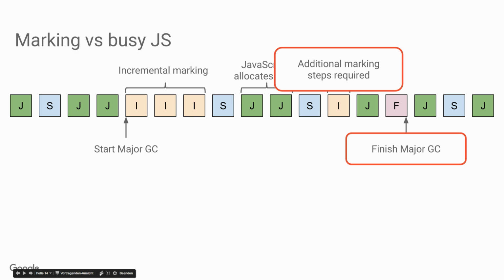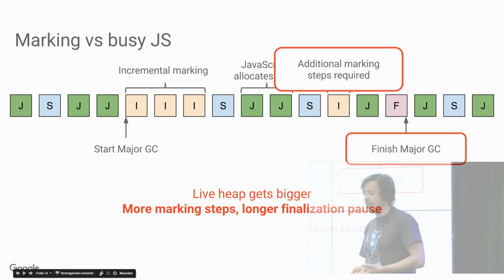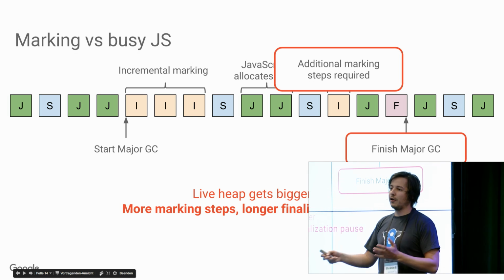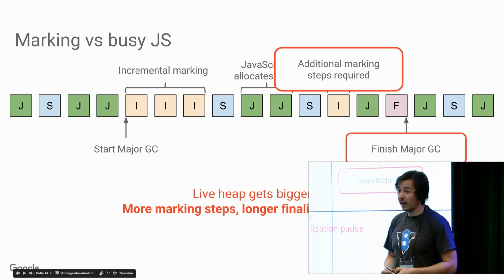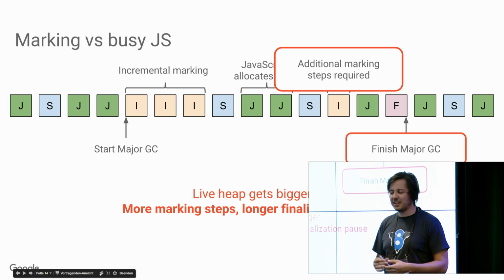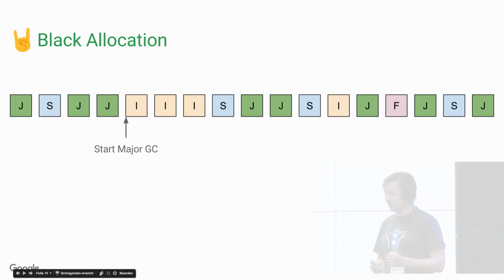The problem here is those two steps. As the live heap gets bigger, you need to do more marking, and more marking potentially means a longer finalization pause because the live heap is just bigger. How do we solve that, or mitigate it, or fight it? Through black allocation. It's a really cool feature.